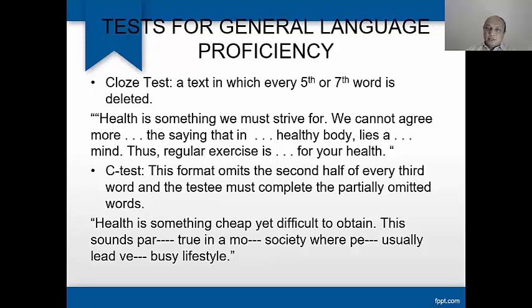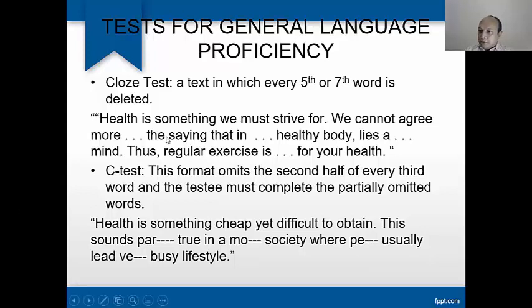Okay, then you have a test for general language proficiency. This test is usually designed to measure overall language proficiency. Remember, language proficiency is the ability to use the language, to speak the language, to write the language, to understand the language, either in written or in oral, or spoken form. That's called general language proficiency.